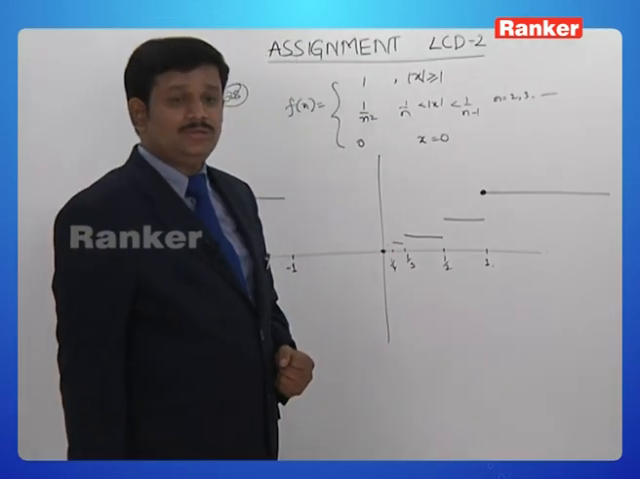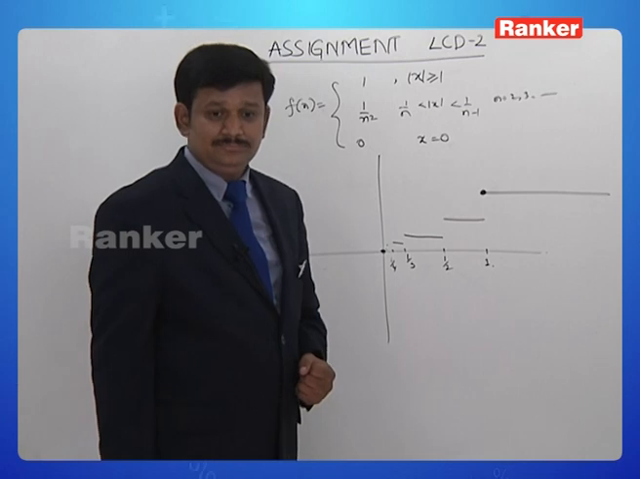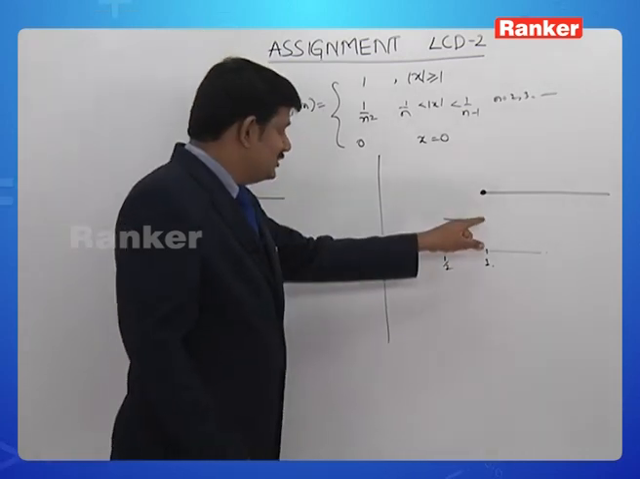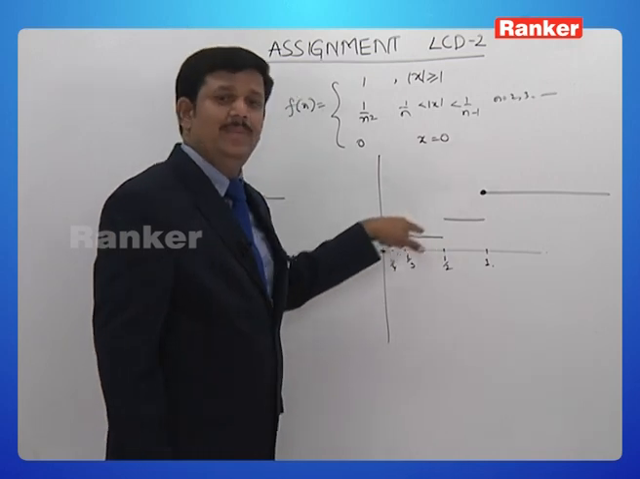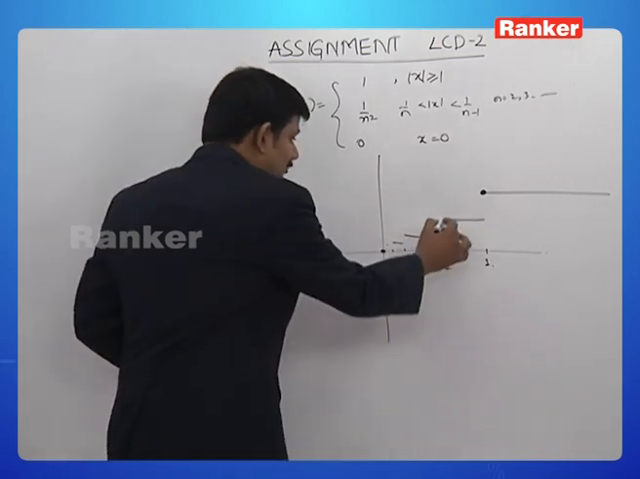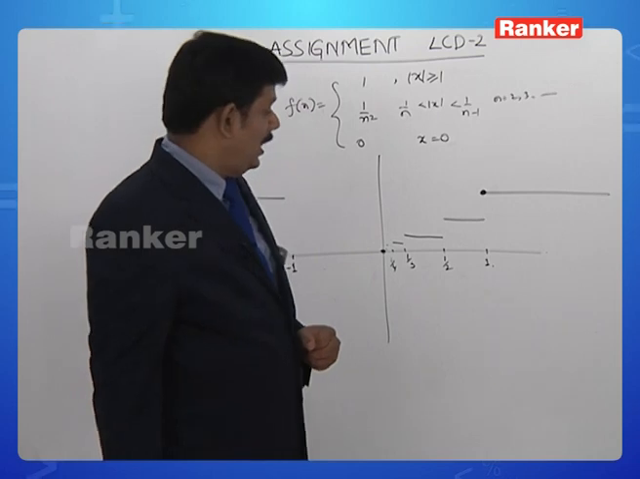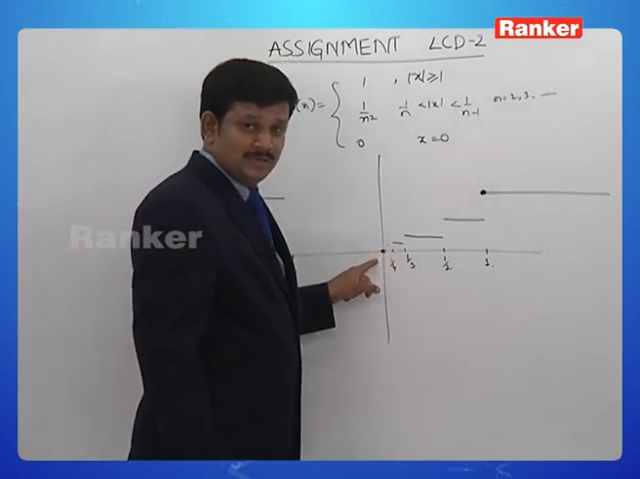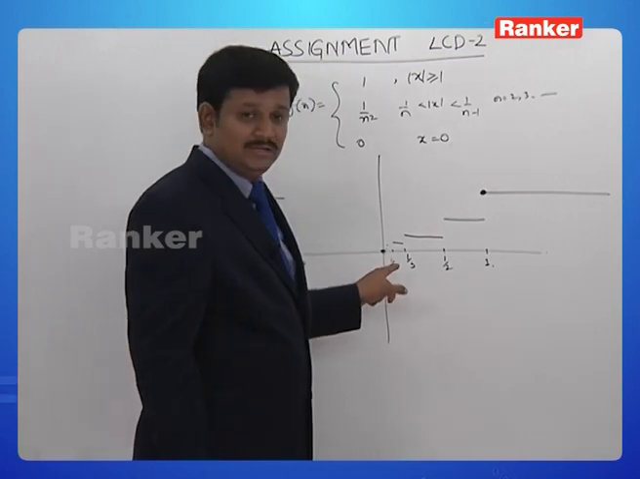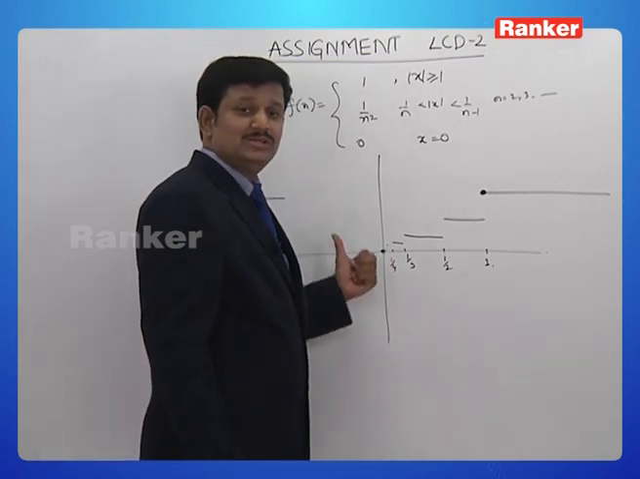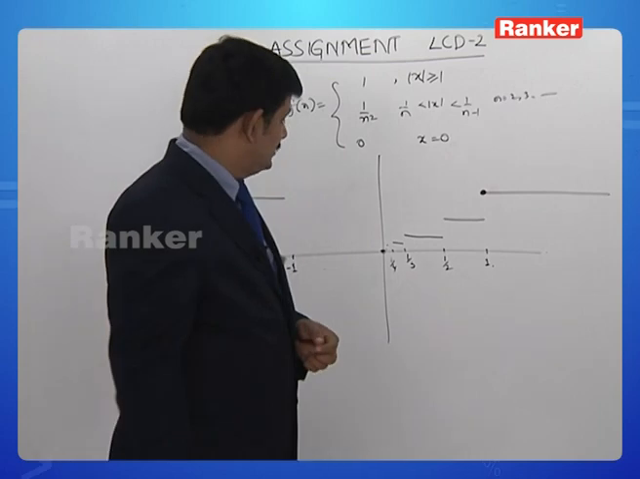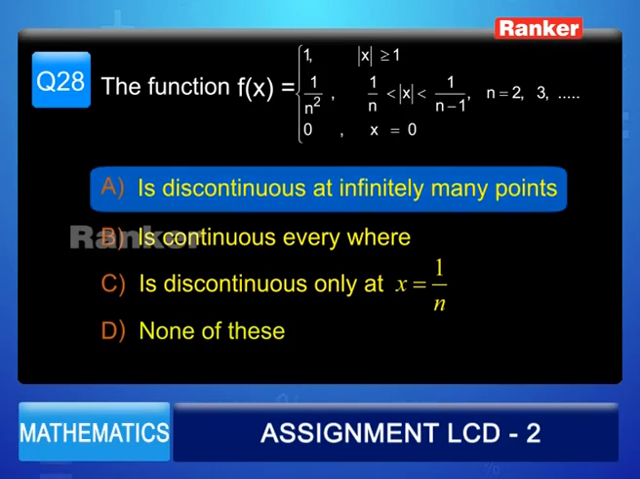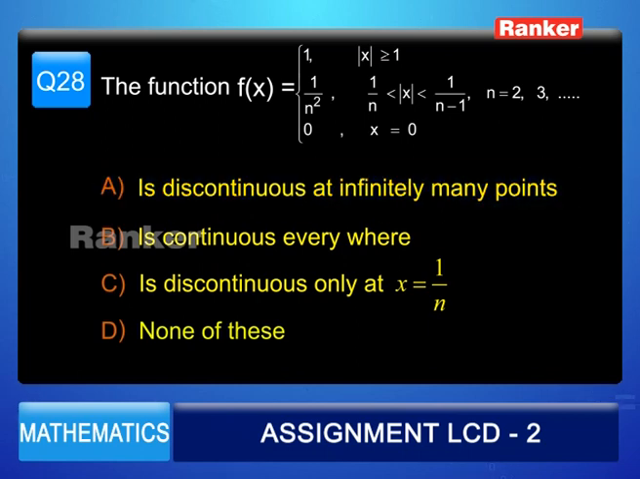Now, we can talk about continuity of this function. This is obviously not continuous everywhere. We can see at many points the function is breaking. We cannot draw the graph without lifting the pen. Also, it is discontinuous at infinitely many points. At every number of the form 1 by 3, 1 by 4, 1 by 5, 1 by 6, 1 by 7, and so on, it is discontinuous. So, the function is discontinuous at infinitely many points, and the answer is option A.